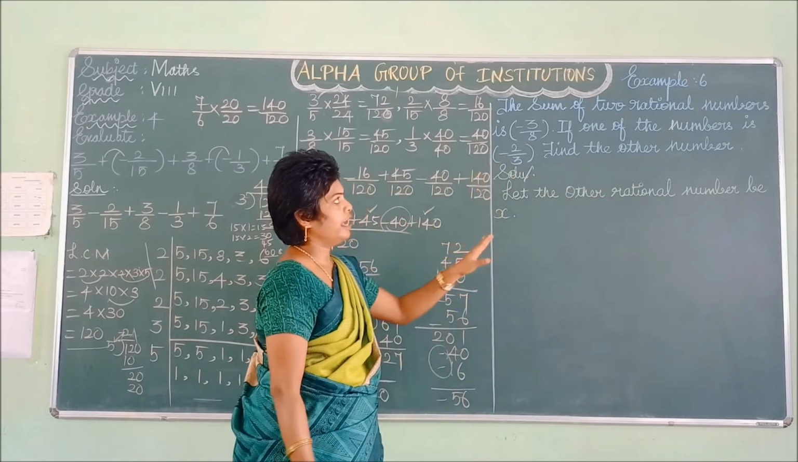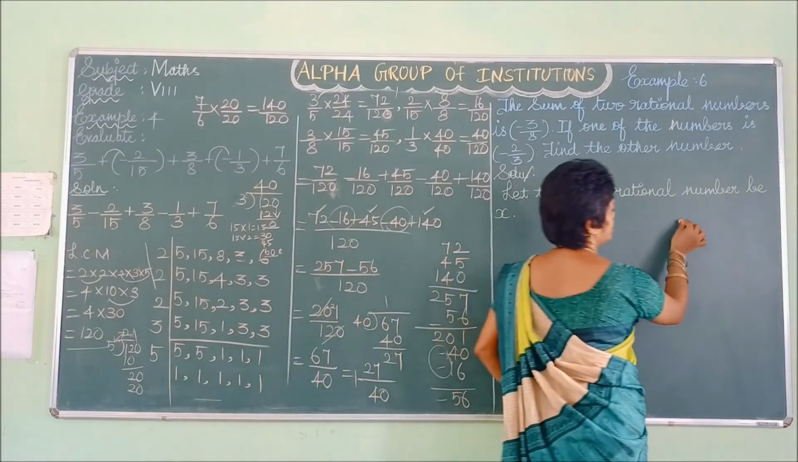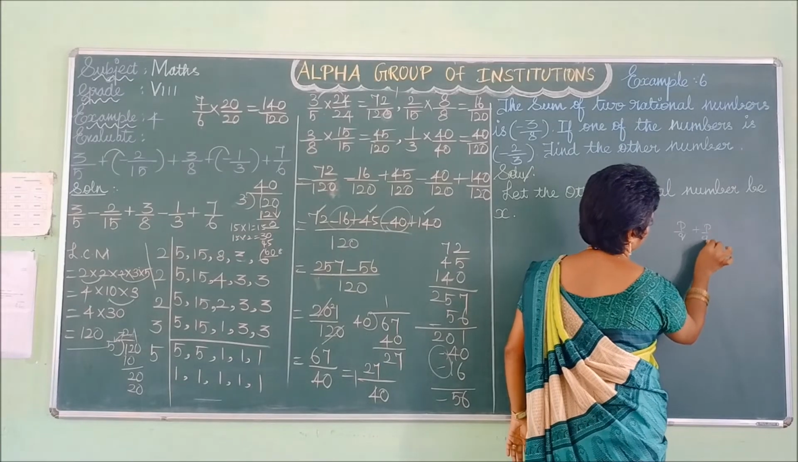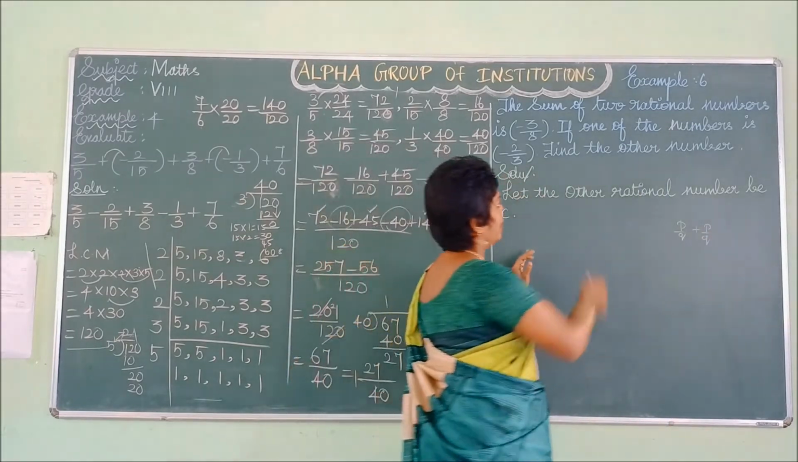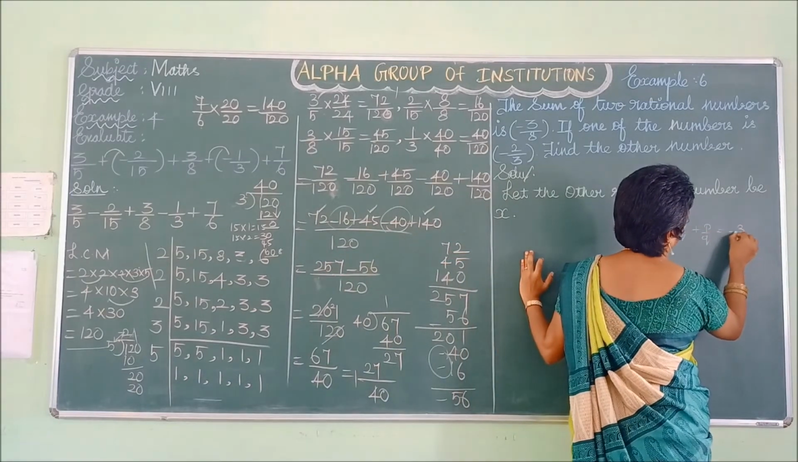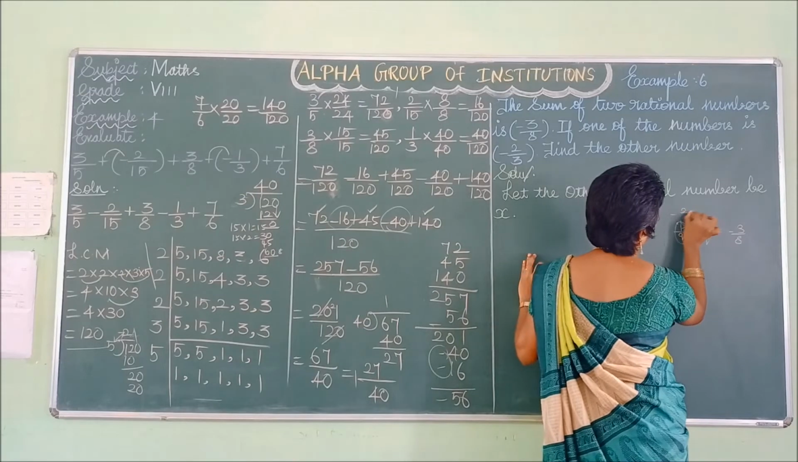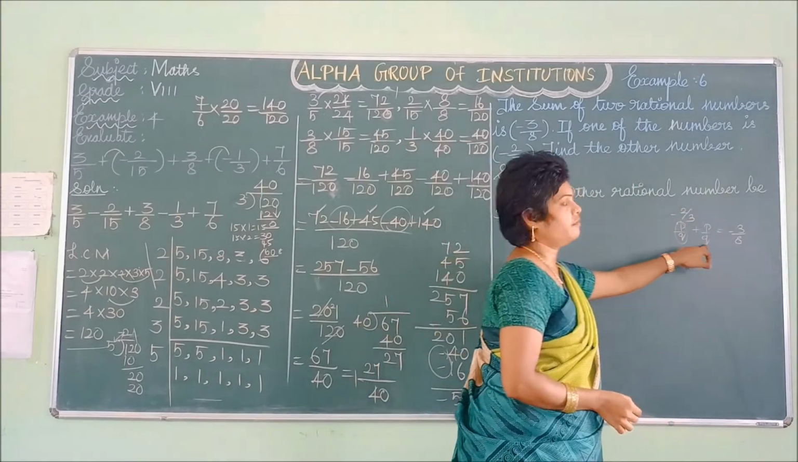So listen to the question carefully. Sum of two rational numbers. A rational number is in the form of p by q. So if you add any two terms in the form p by q, one number is given. Your answer is minus 3 by 8 and one of the values is given as minus 2 by 3. So you have to find the other value.